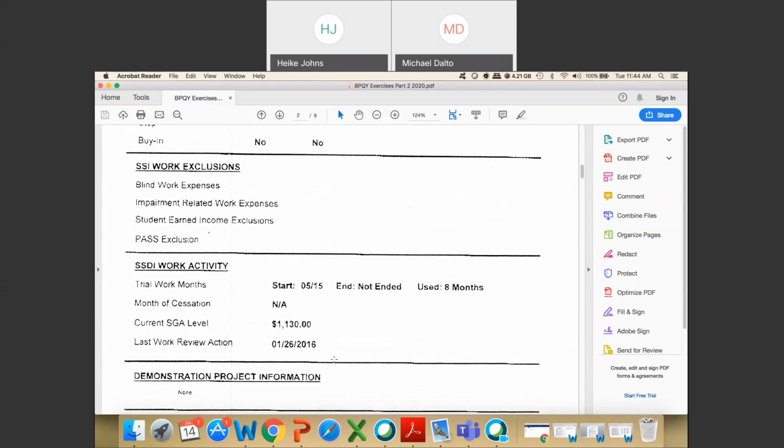And we see that this person has an initial trial work month of May 2015, but the trial work period hasn't ended yet. They've used 8 months. Now we look at the month of cessation. Month of cessation is not applicable, and that's correct because the cessation would never occur until after the trial work period had ended.